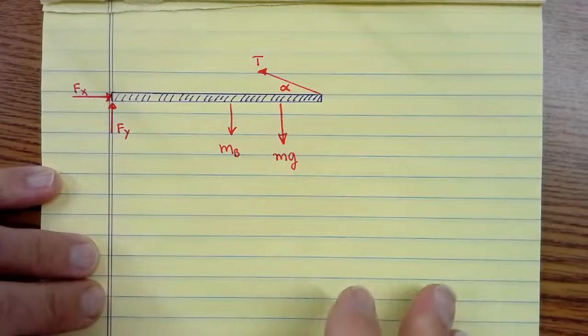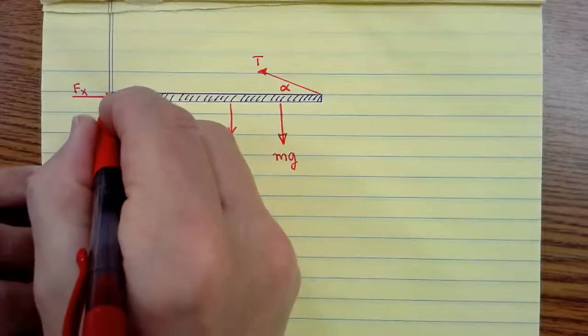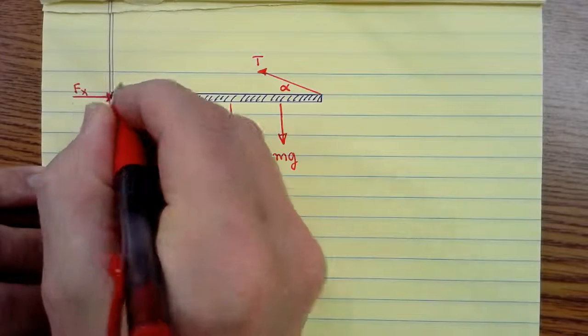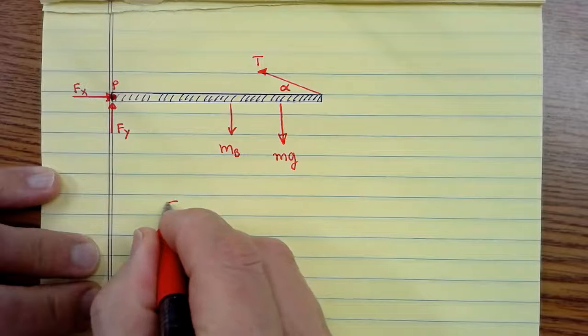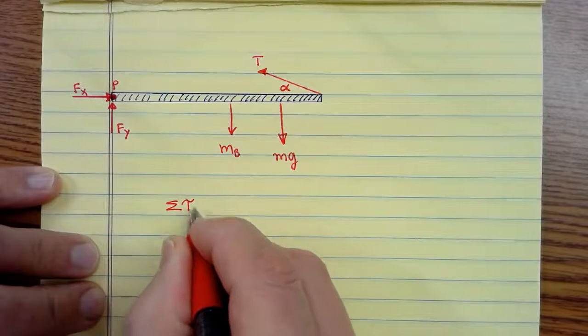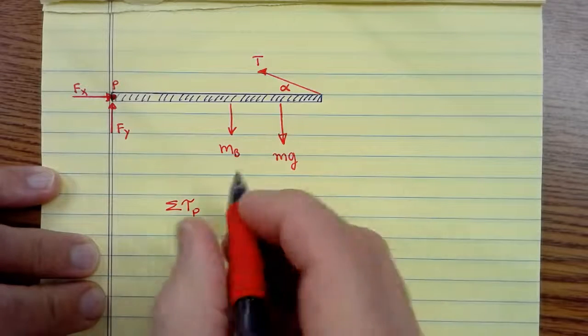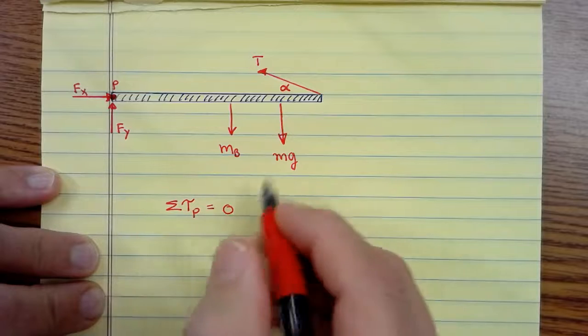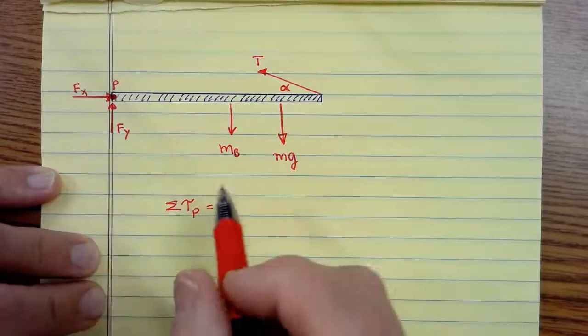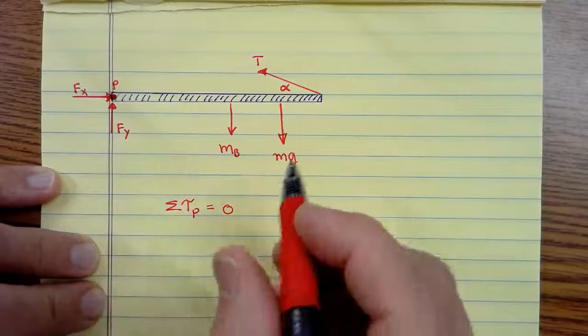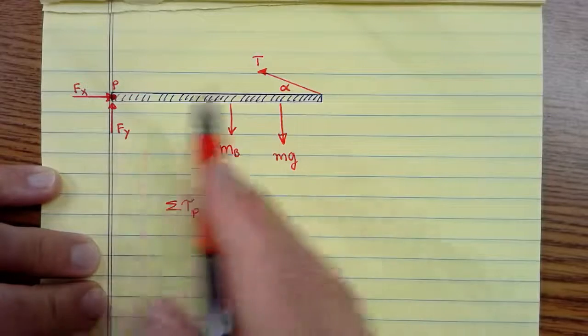Okay, so the easiest way to solve this problem is to start by making this point over here the pivot. So I'm going to make a little dot here and label it P. And then I can state that the sum of all the torques about point P have got to add up to 0, because this bar is not rotating around point P. If it's in static equilibrium, it's not rotating about any point, including P.